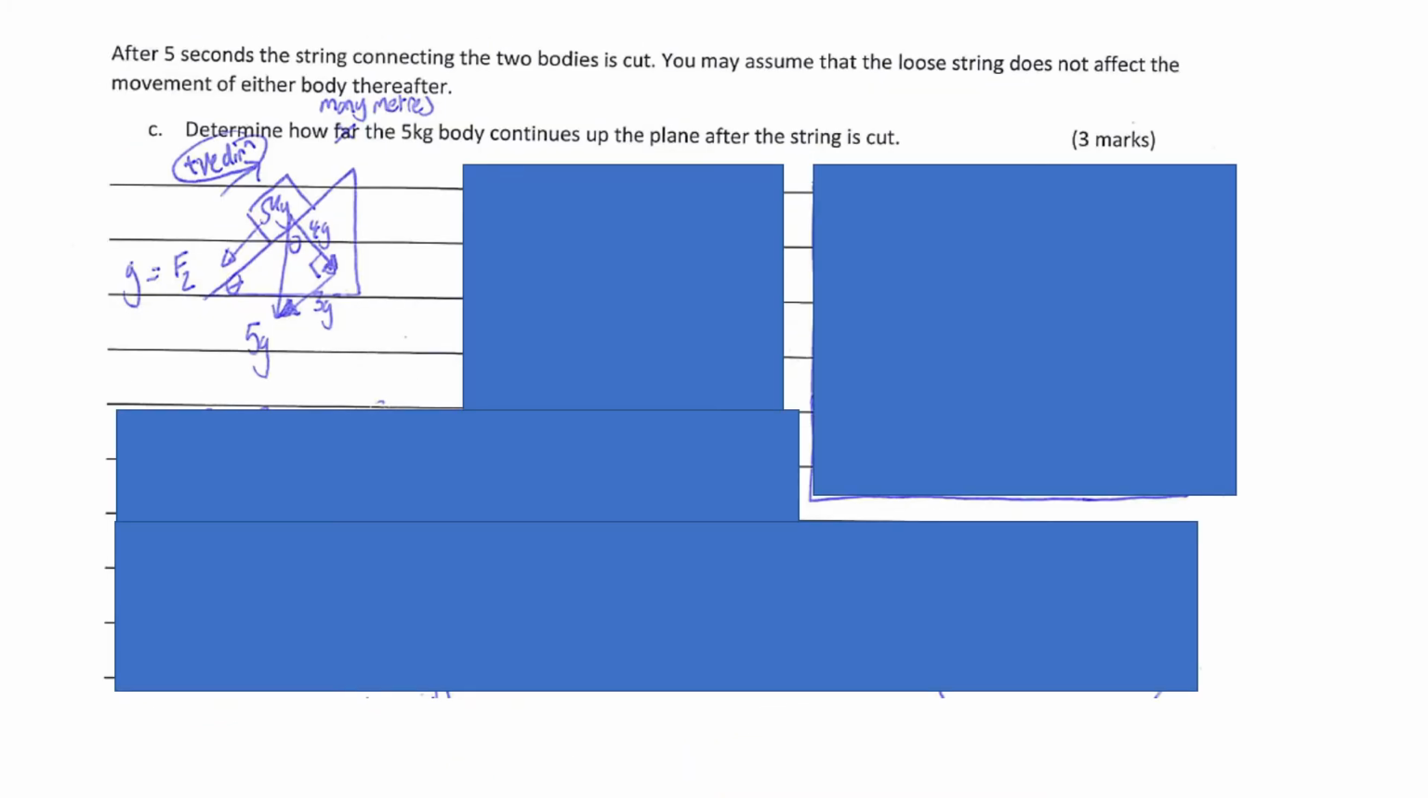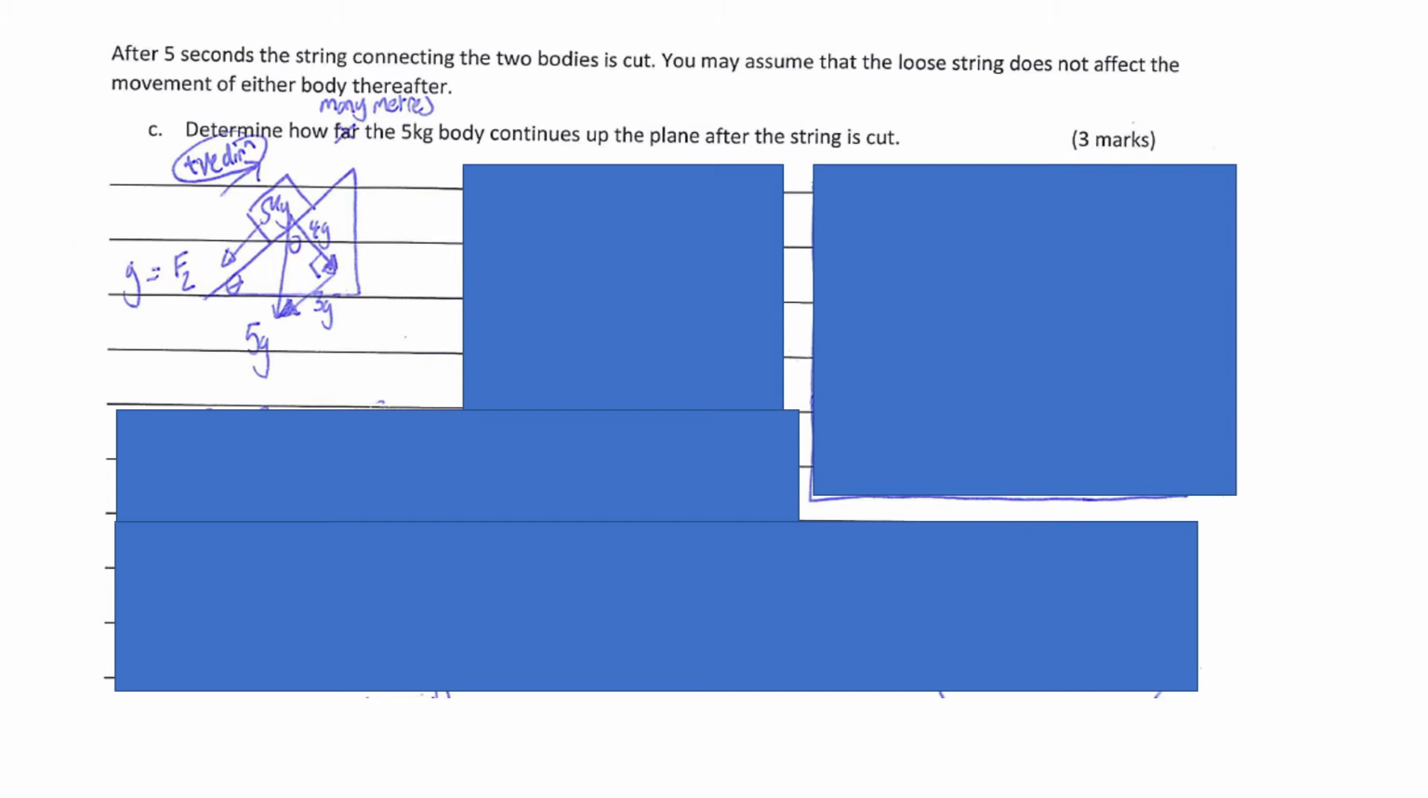All right, this next part should have been familiar to you. We must have practiced this about 3 times in class in various guises. So after 5 seconds, the string connecting the two bodies is cut. You may assume that the loose string does not affect the movement of either body thereafter. Okay, determine how many meters the 5 kg body continues up the plane after the string is cut.